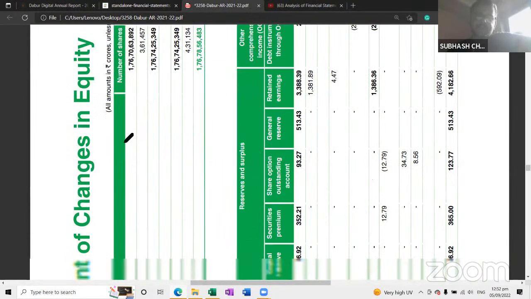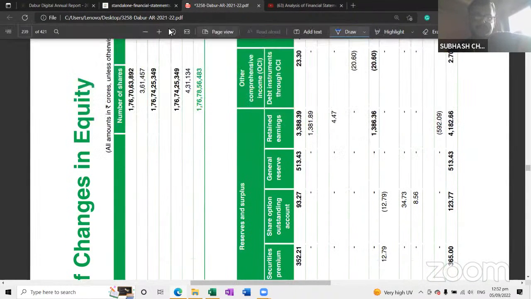Now, change in equity, just give me a moment. Now it will be visible properly.